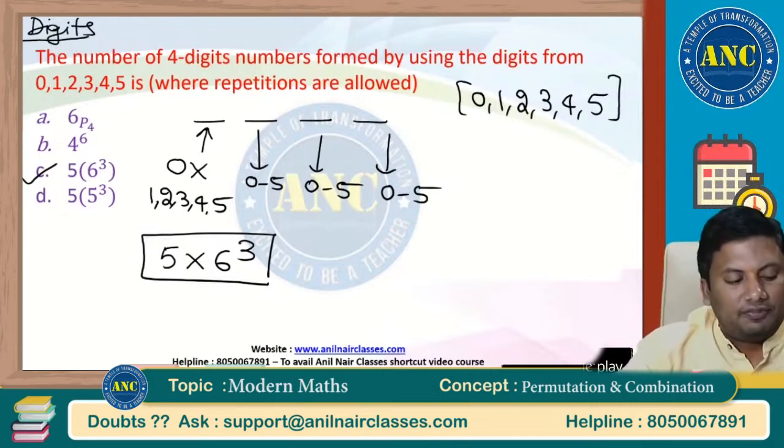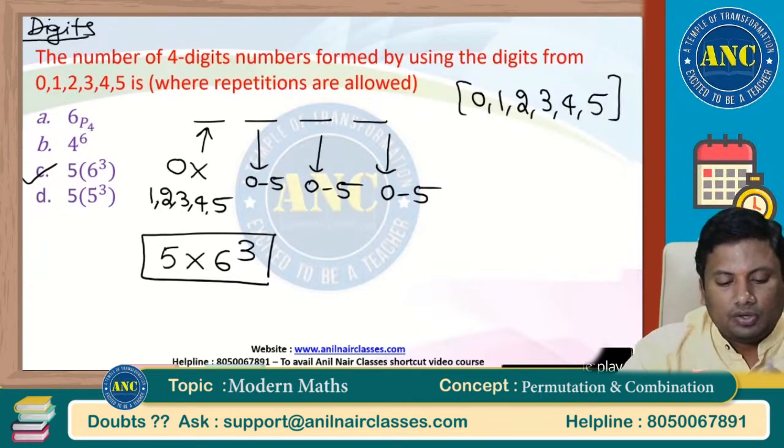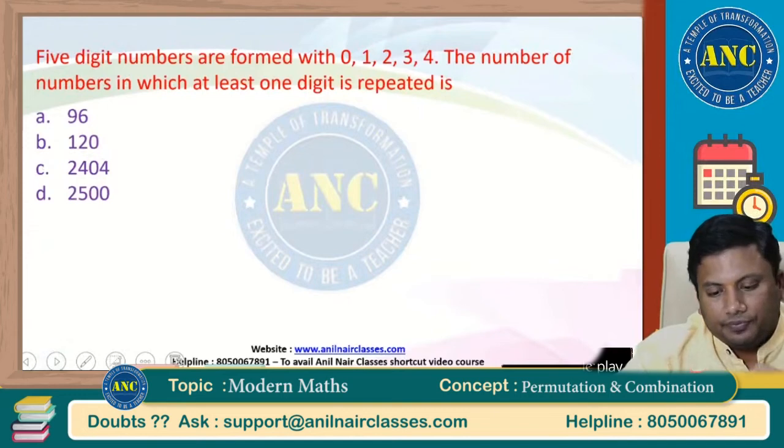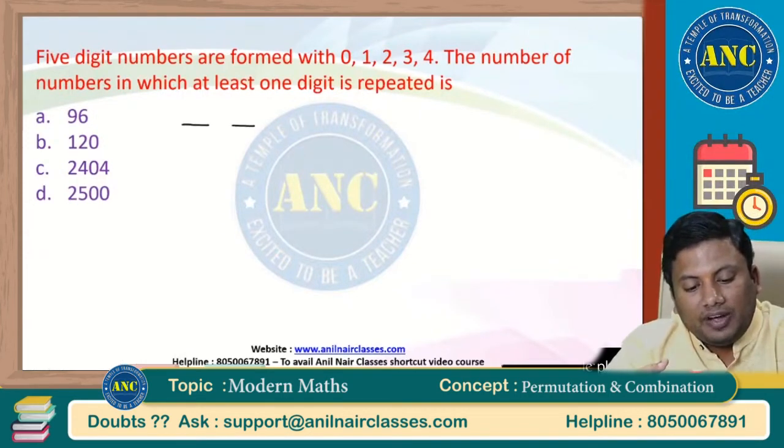Why? Because the leftmost 0 cannot come. 1 can come, 2 can come, 3 can come, 4 can come, 5 can come. So 5 into 6 cube. Next one, number of 5-digit numbers.